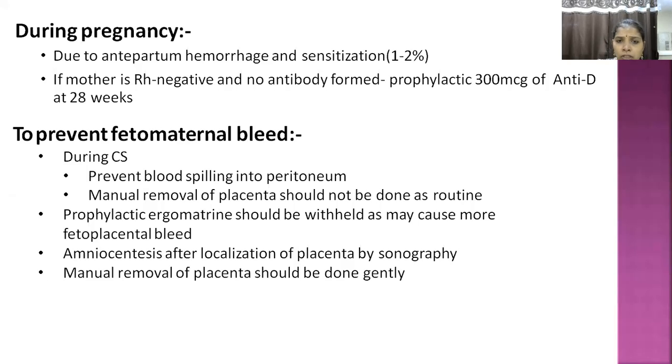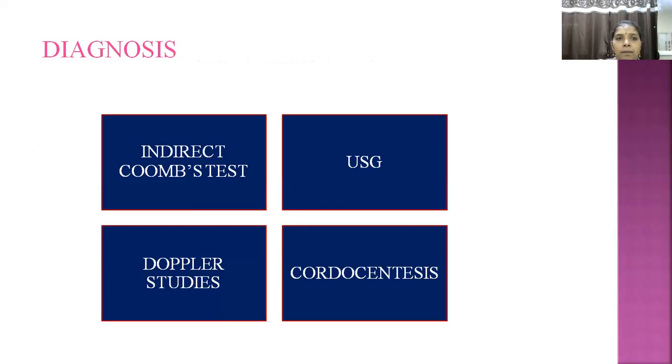Manual removal of the placenta should not be done routinely. Prophylactic ergometrine should be withheld as it may cause more fetal-placental bleed. Amniocentesis should be done after localization of the placenta by sonography. Manual removal of the placenta, when needed, should be done gently. If we take these precautions, it will prevent fetal-maternal bleed.